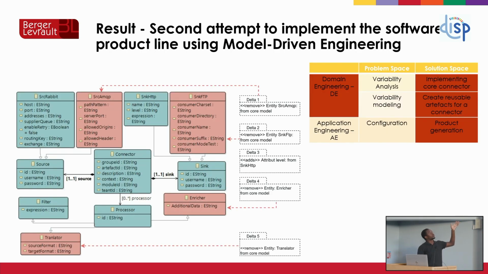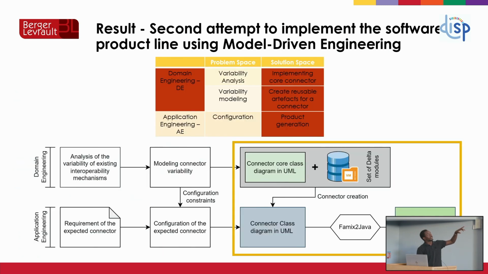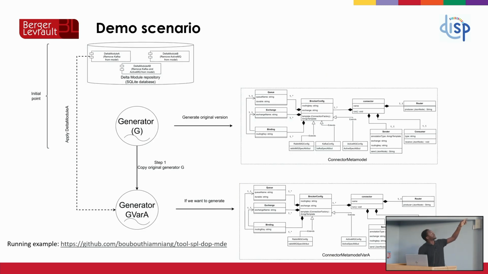Our tool works at model level, and instead of having Java classes, we have a metamodel of our software and we can apply delta modules. After that, we have a variant of our metamodel, and we will use a Famix2Java project created by Benoit and Gabriel, and after that we can generate the code. So that is a demonstration scenario.